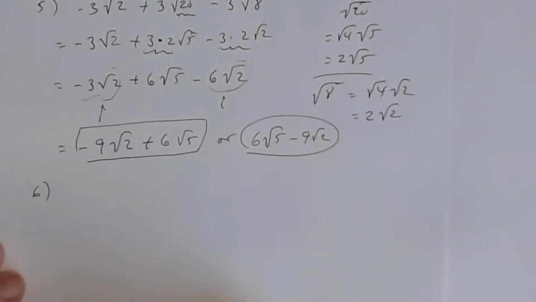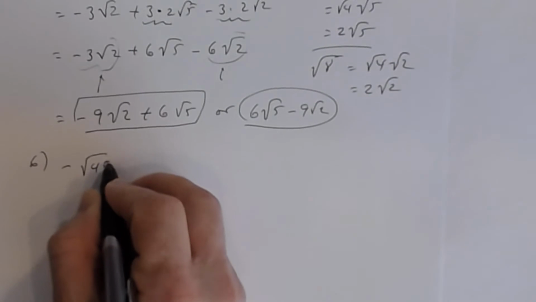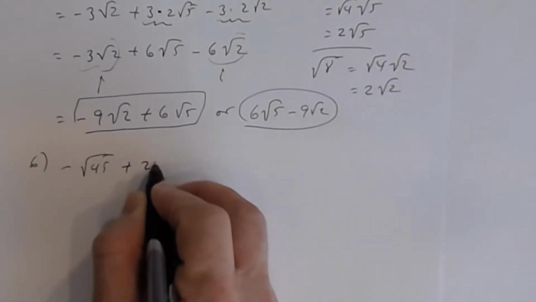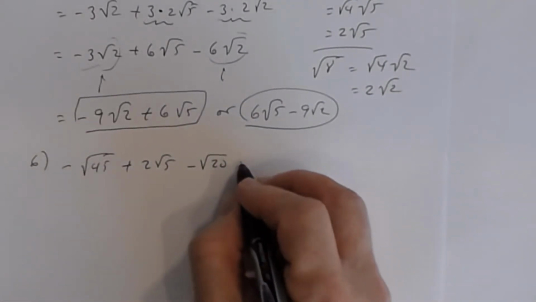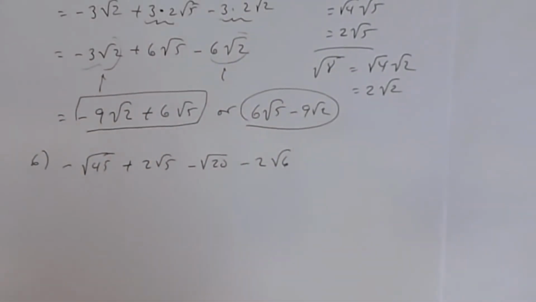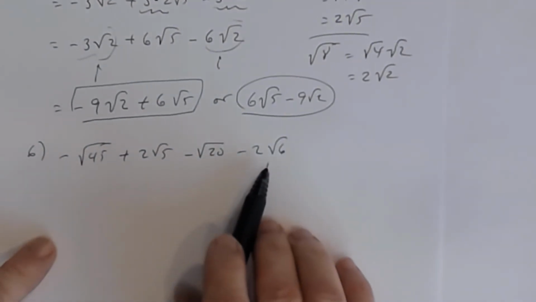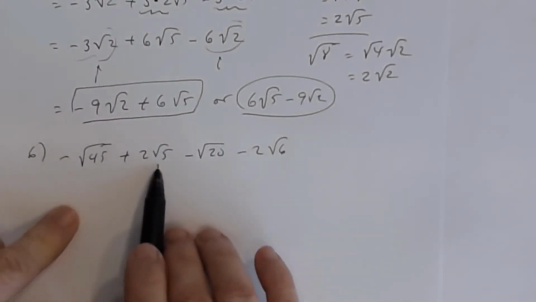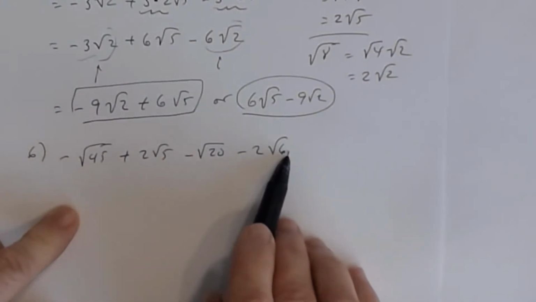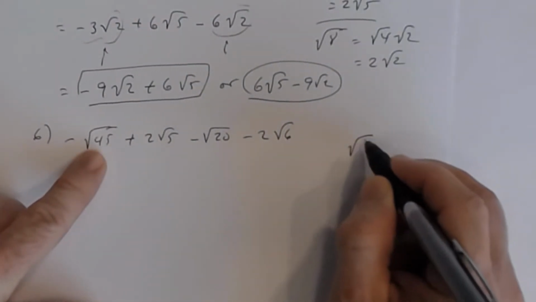Okay, number 6, you have negative square root of 45 plus 2 square root of 5 minus square root of 20 minus 2 square root of 6. So minus 4 square root of 5 plus 2 square root of 5 minus square root of 20 minus 2 square root of 6. And notice I have 4 terms, 1, 2, 3, 4. And you want to simplify each one. So let's look at that square root of 45 first.